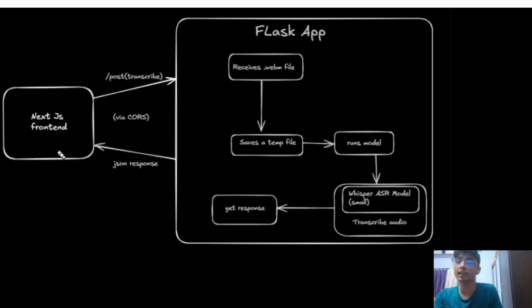So our workflow goes like this. From the Next.js frontend, the user sends a POST request to the /transcribe endpoint with the audio file in the .webm format. Once the Flask app receives this .webm file, it saves it temporarily and then runs the Whisper model. The Whisper ASR model, version small, helps to transcribe the audio. That is, it converts speech to text and generates a response. This response is JSONified and given back to the frontend.